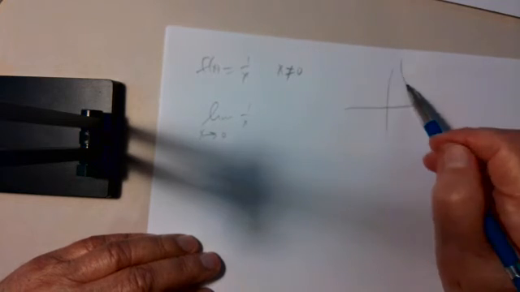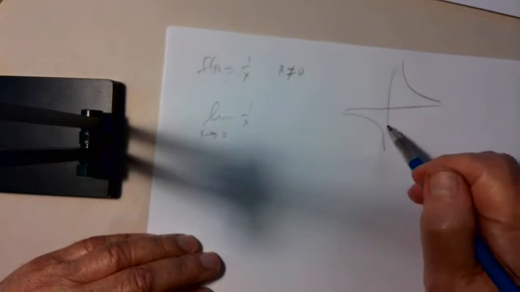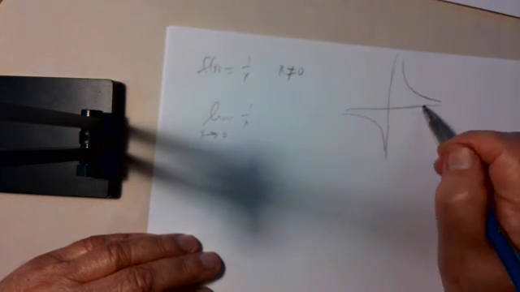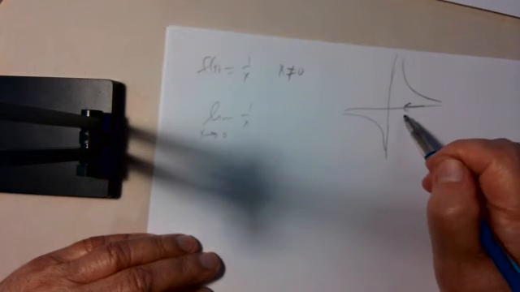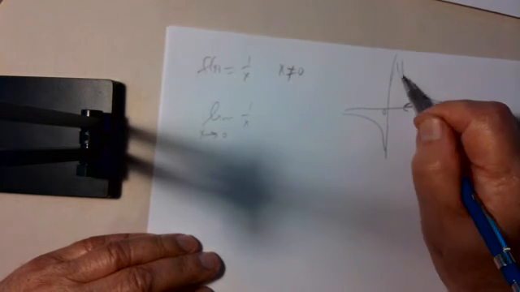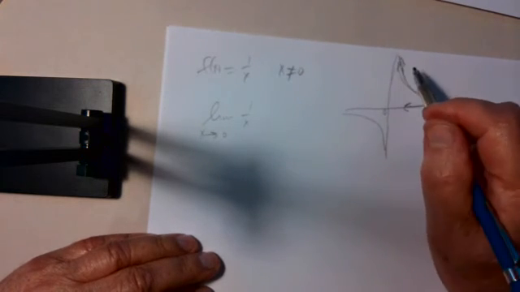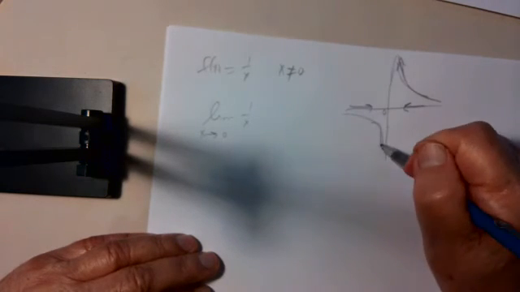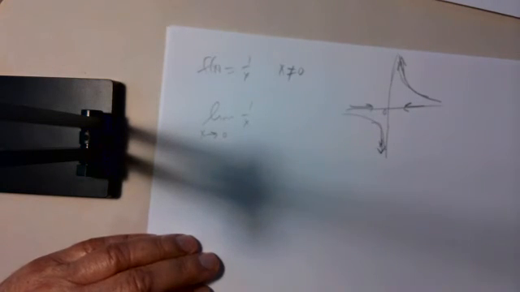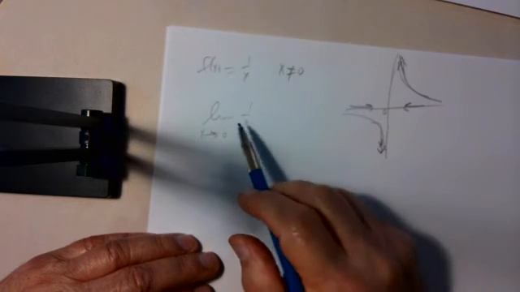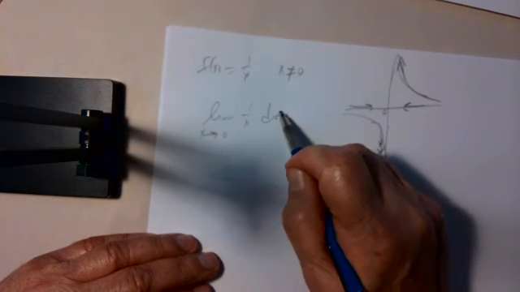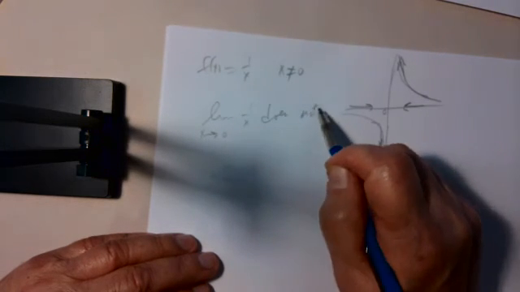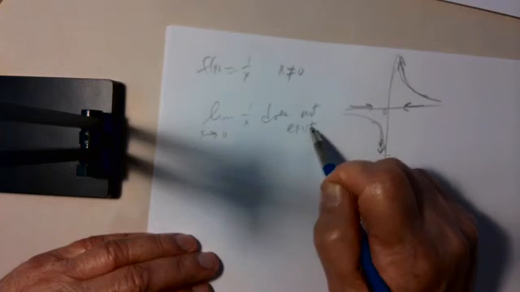And the graph of this function looks like that. As x approaches 0 from the right, this function is shooting up towards infinity. As x approaches 0 from the left, the function is shooting down to minus infinity. So all we can say about this limit is that it does not exist.